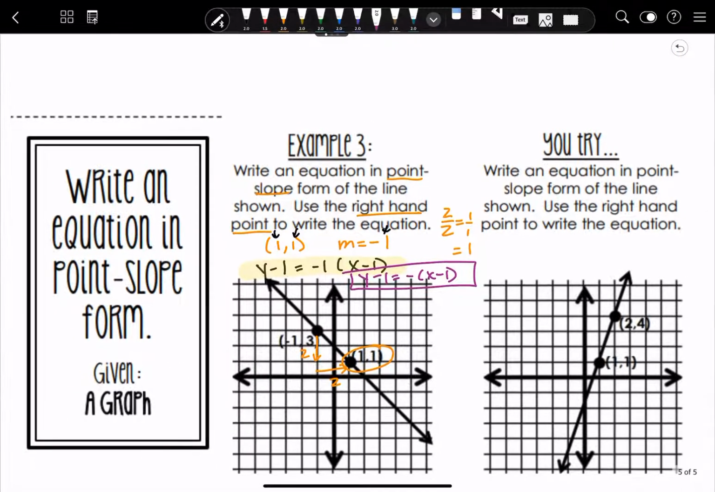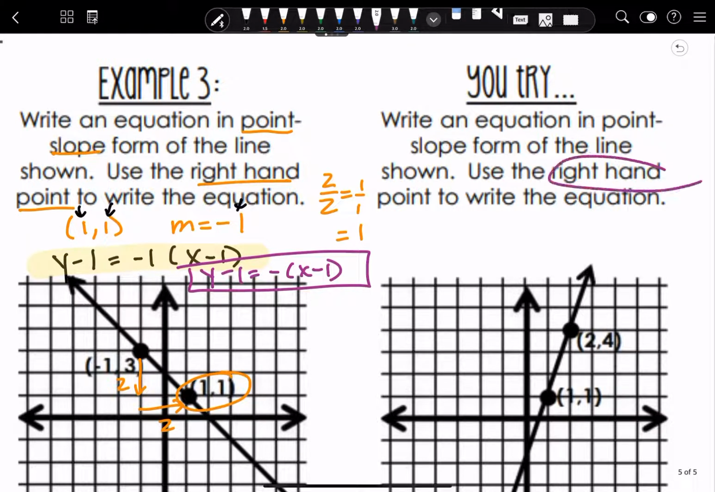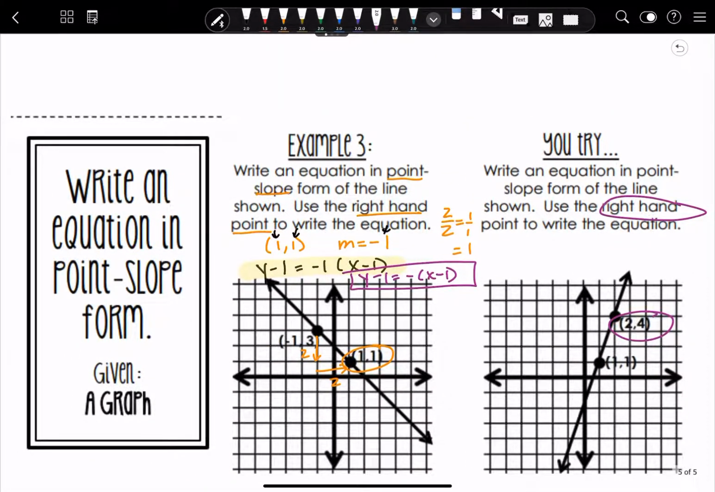All right? Same thing, I want you to do this one together. Remember, using the right-hand point. So you're going to be using 2, 4 to write this equation. Okay? Make sure you drop it in and check this one with me.